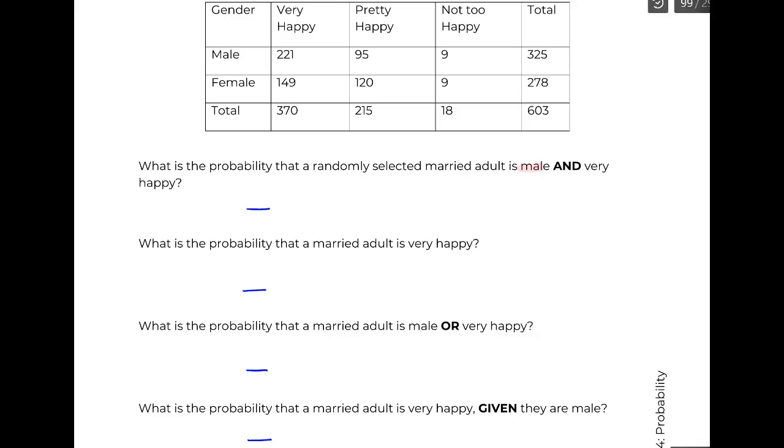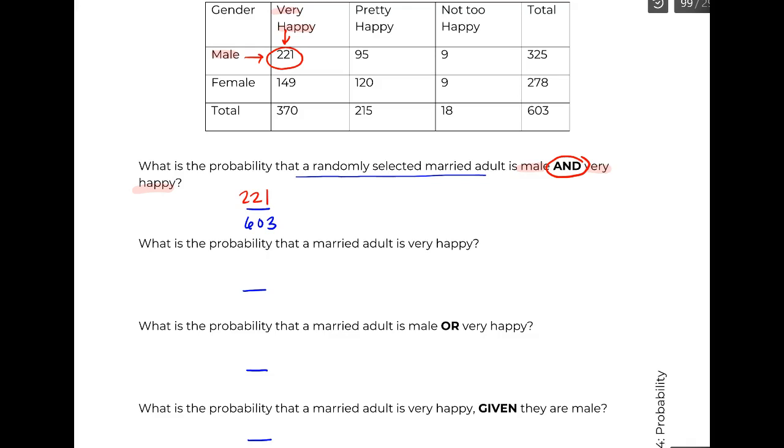All right, so the first one we have male, very happy, so very happy, male. And then we have that keyword that we saw back on exam 1 and in part 2 of and, meaning that we want people who are both male and very happy. So we're interested in these 220. And then our whole that we're interested in is a randomly selected married adult. So out of all 603, we're looking at 221 of them.